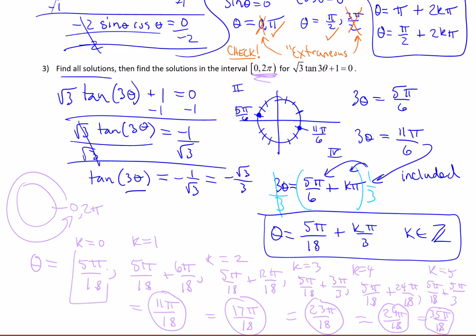So let's mark these. We got 5 pi over 18, 11 pi over 18, 17 pi over 18, 23 pi over 18, 29 pi over 18, and 35 pi over 18. All done with our formula and just plugging in different values of k as we went.